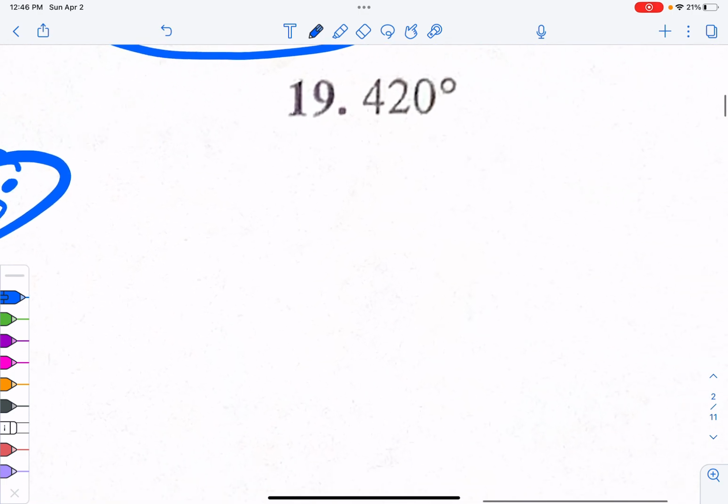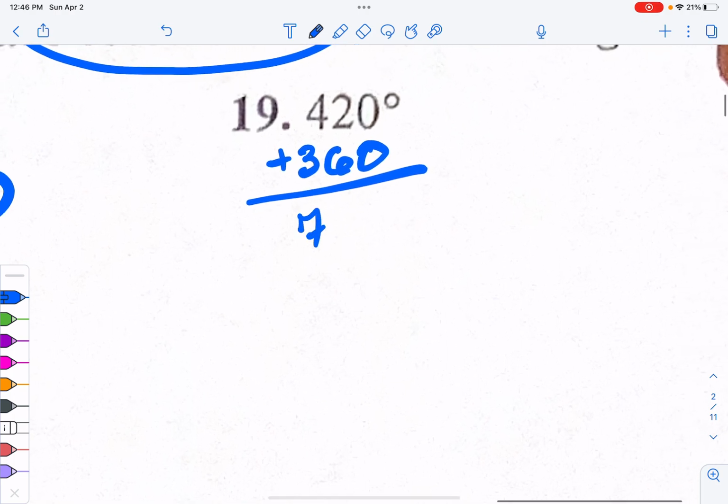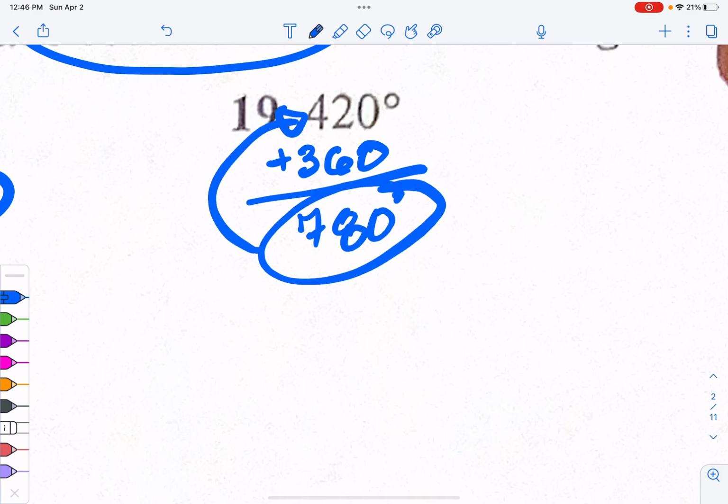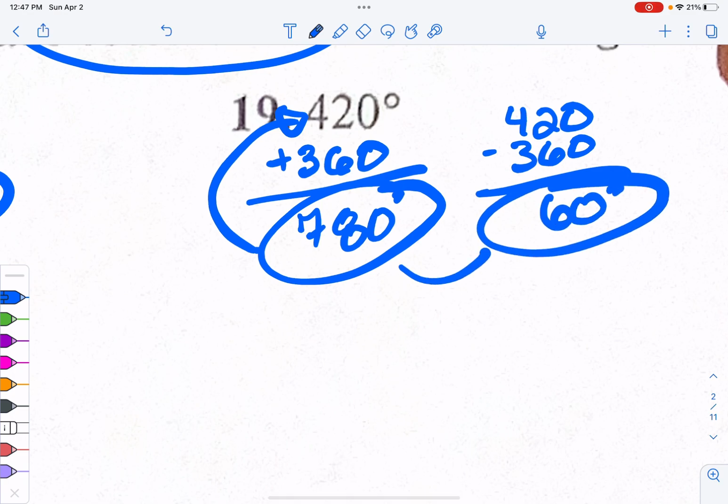Now, there's one tricky one on number 19. Let's add 360. That would give me 780 degrees, which would be coterminal with 420, so they would have the same stopping place. Now, if I take 420 and subtract 360, I'm going to get a positive 60 degrees again. So I end up with two positive angles. They're both positive, and they're coterminal, at the same stopping place.